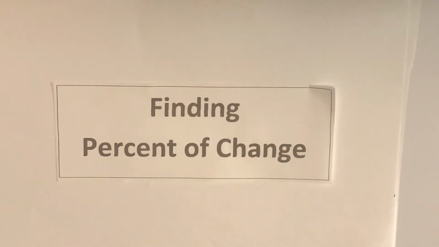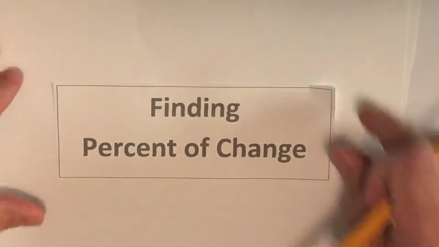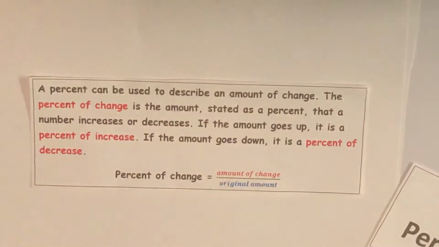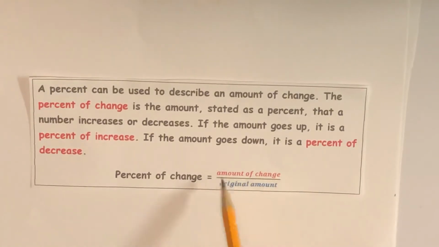A percent can be used to describe an amount of change. So the percent of a change is the amount, stated as a percent, that a number increases or decreases. If the amount goes up, it is a percent of increase. If the amount goes down, it is a percent of decrease. And the simple formula for percent of change is the amount of change divided by the original amount. So let's take a look at some examples.